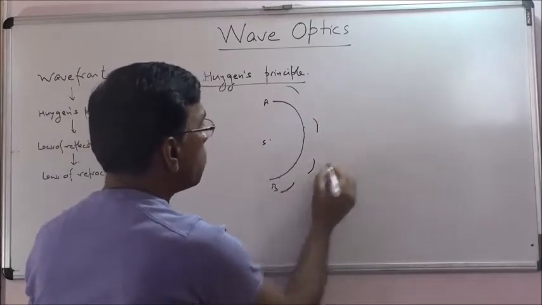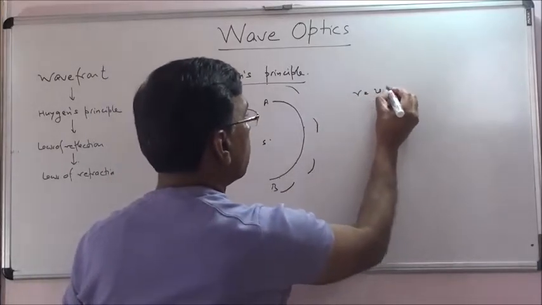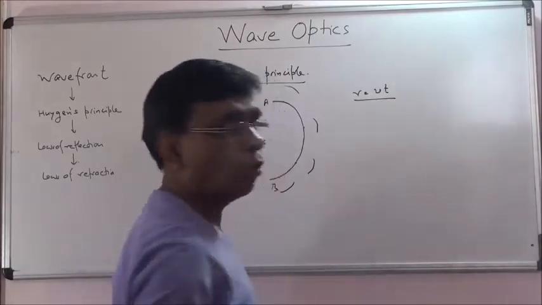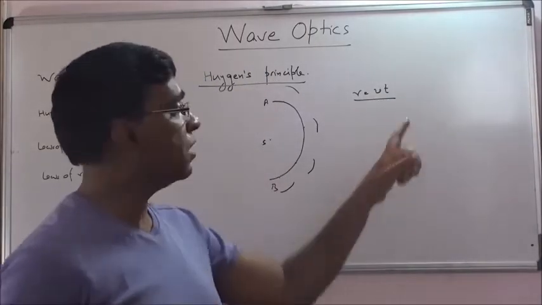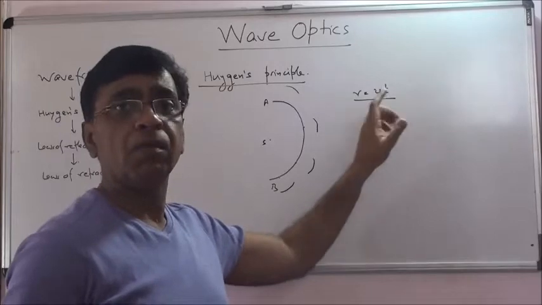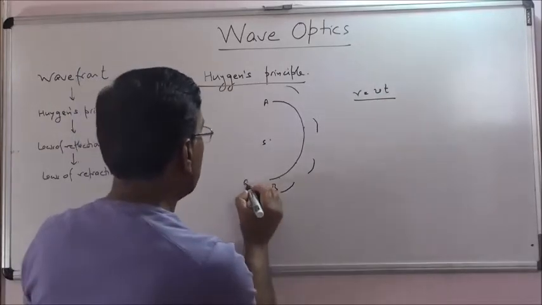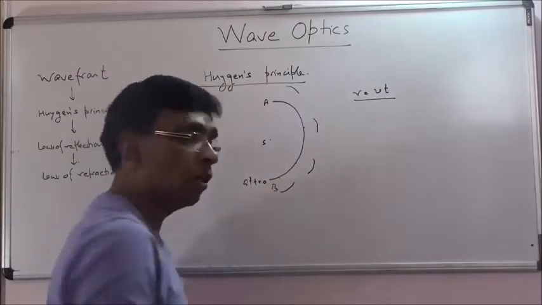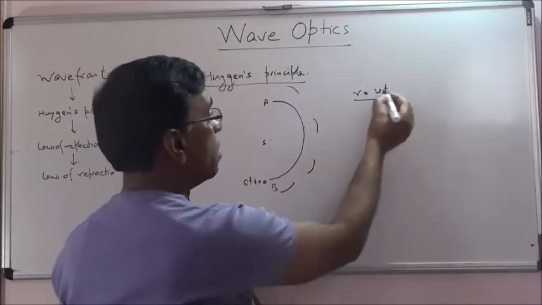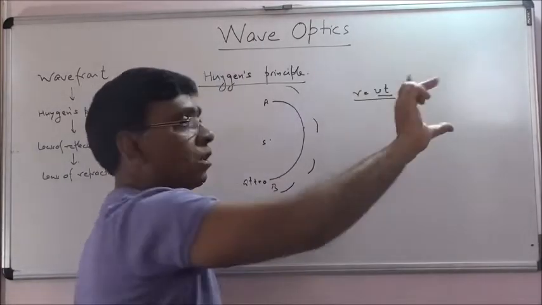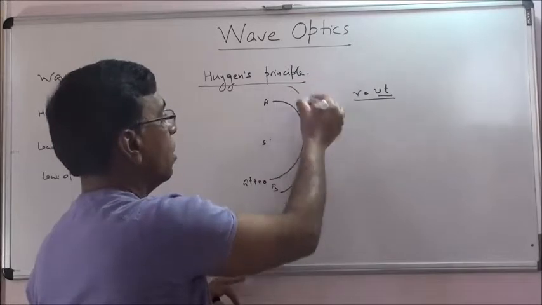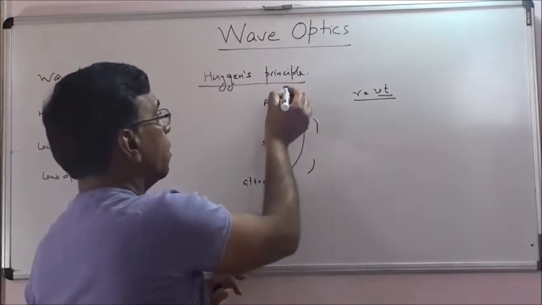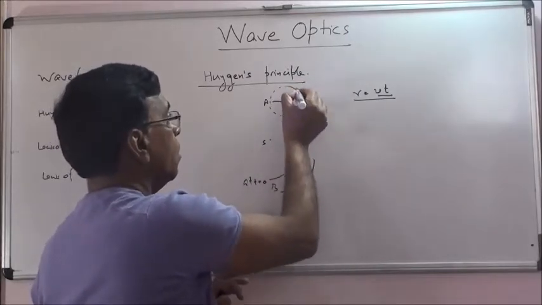How much radius should I take? Speed into time: with whatever speed the wave is propagating, multiplied by the time. Suppose this is the position at t equal to 0, and I want it after time t, v is the speed, then vt radius. This should be taken and then draw arcs. These are all secondary wavelets. They should be complete. I mean, we can make like this.